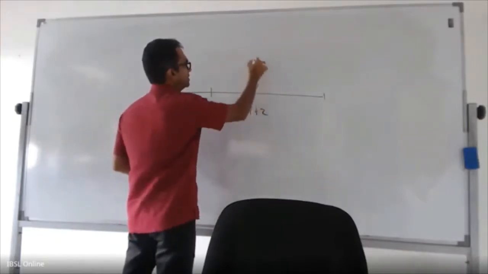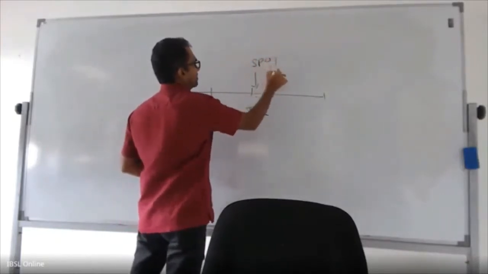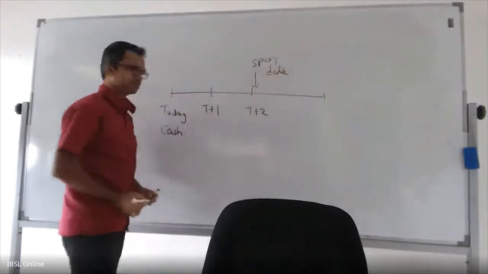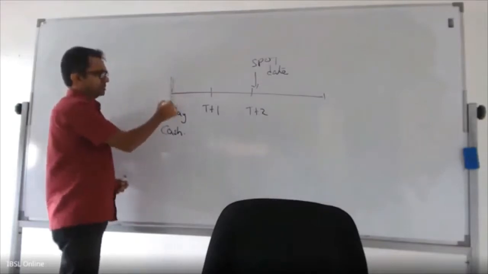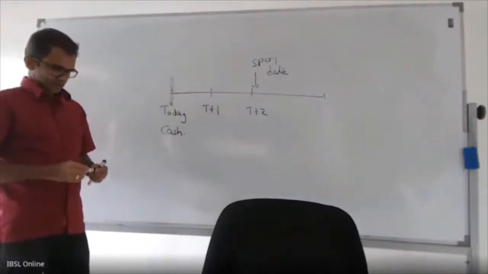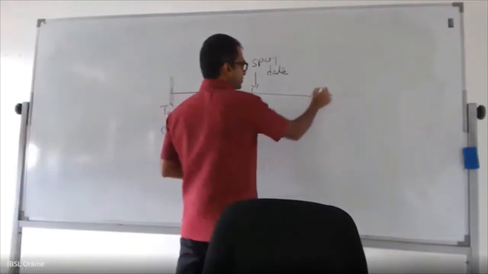So this is today. This is T plus 1, that means this is the cash settlement date. This is T plus 2, where this is the spot date. We want to find the value here. If you want to find the value here, what do we do?